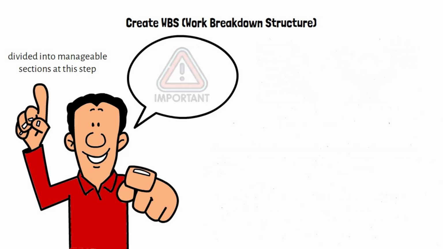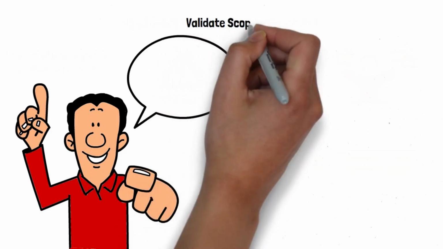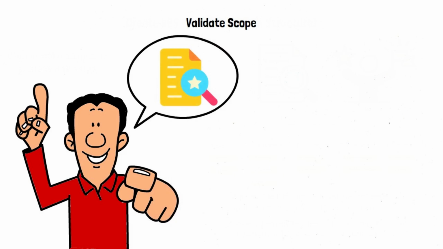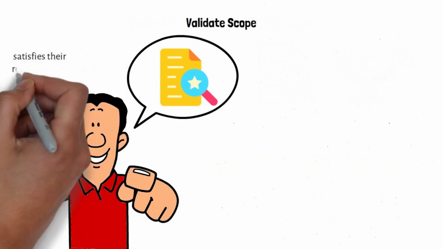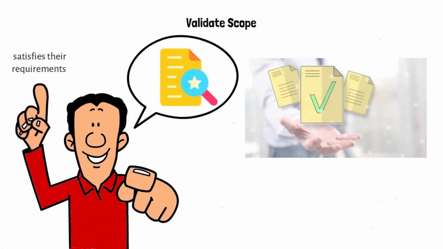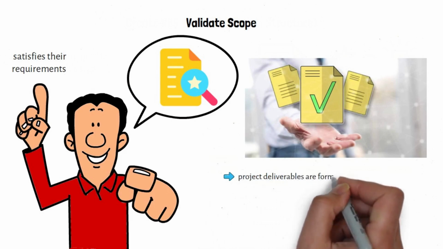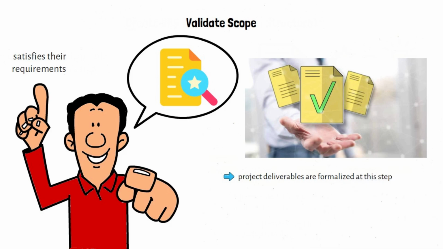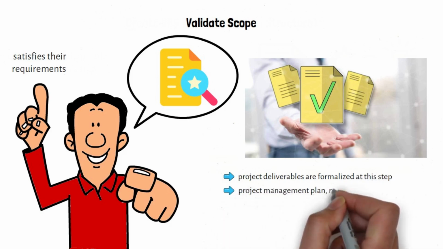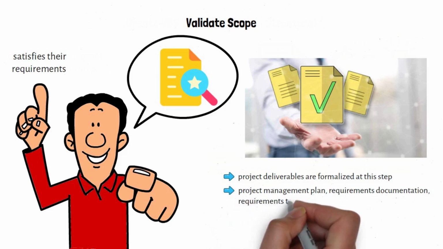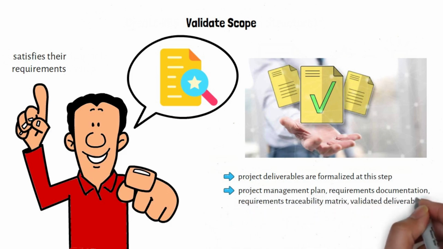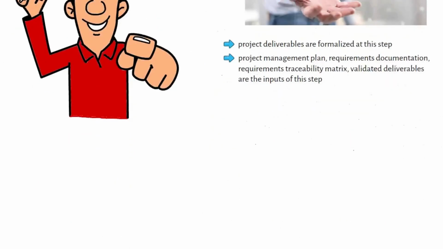Validate scope. In the validate scope process, all the project deliverables and the work are reviewed by the client and/or sponsor to ensure that the scope of work satisfies their requirements. After the formal acceptance of deliverables by the client or sponsor, project deliverables are formalized at this step. The project management plan, requirements documentation, requirements traceability matrix, and validated deliverables are the inputs of this step.